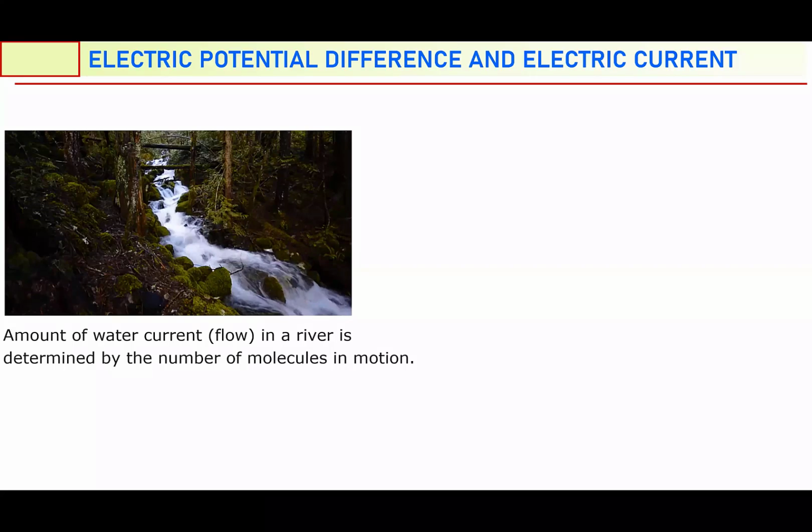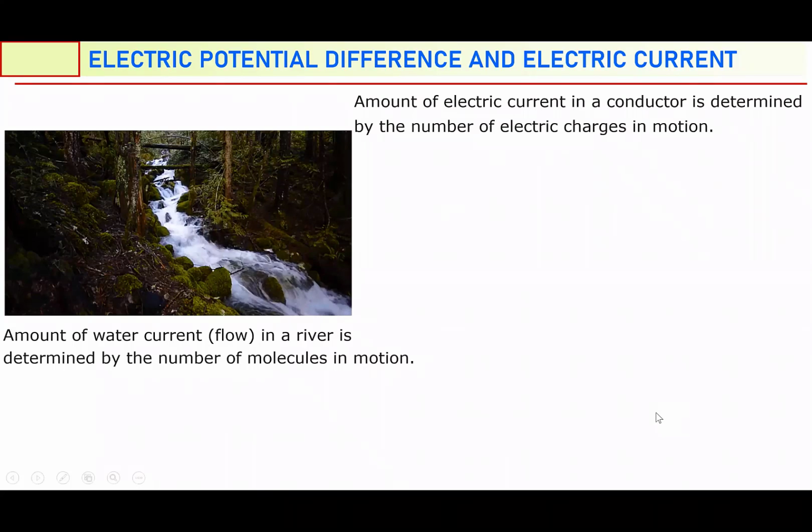What do you think electric current depends on? Similarly, what is moving in electric current? In water flow, molecules are moving, but in electric current, electric charges are moving. So that's why the amount of electric current in a conductor is determined by the number of electric charges which are in motion. If more charges move, the electric current becomes greater. If fewer electric charges move, then the electric current becomes smaller. Okay, these electric charges can be found in nature in two types. Remember, one positive, one negative.